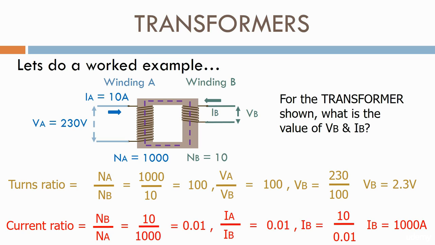We can see from the above that the voltage on winding B is now 1/100th of the voltage on winding A. The current on winding B is 100 times the current on winding A. But remember, the power will remain the same on both windings.